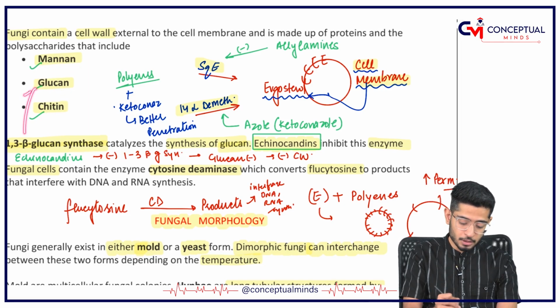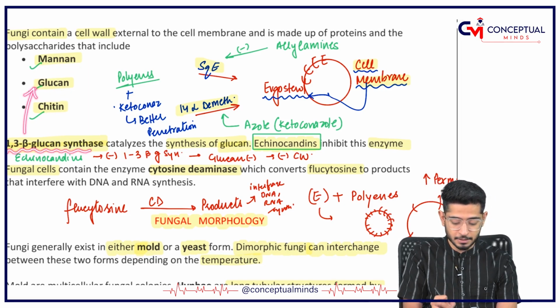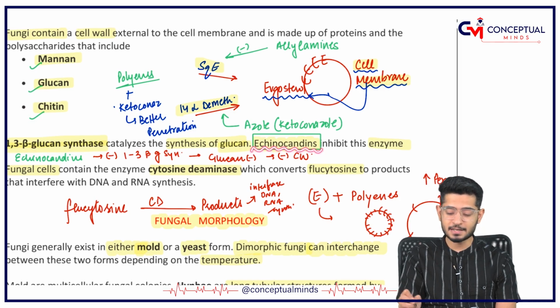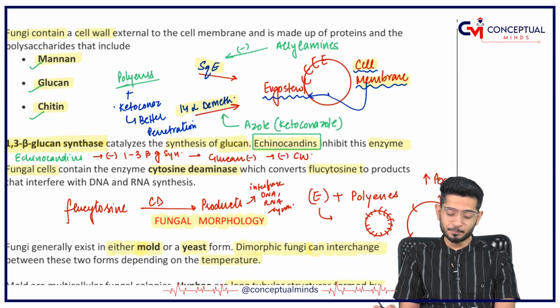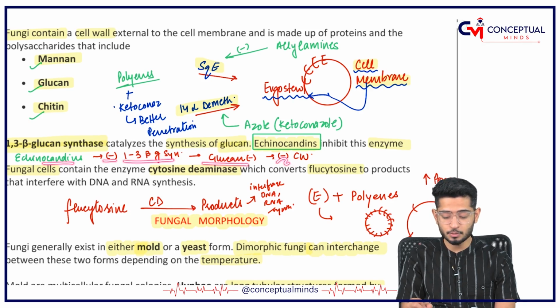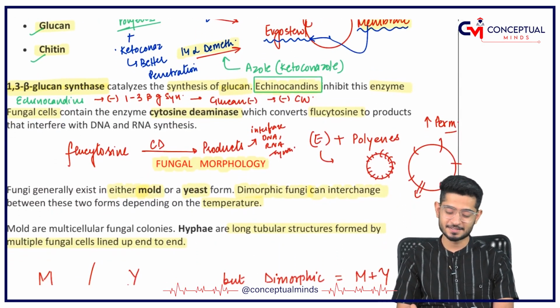And this glucan synthesis requires 1,3-beta-glucan synthase. So there is a group of antifungals called echinocandins. They are going to inhibit this enzyme, 1,3-beta-glucan synthase. Echinocandins inhibit 1,3-beta-glucan synthase, which inhibits glucan, which inhibits cell wall synthesis.